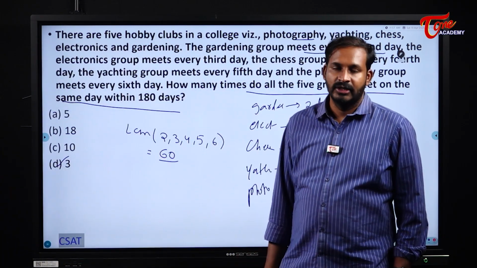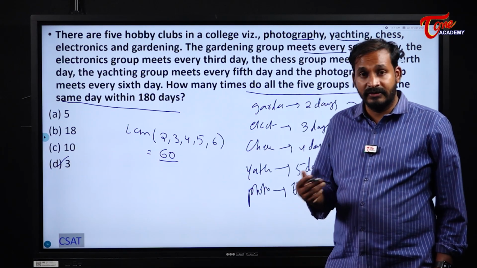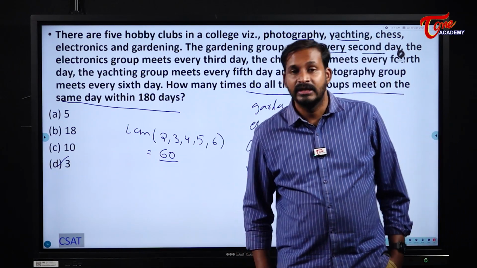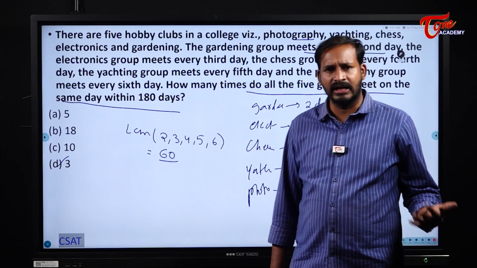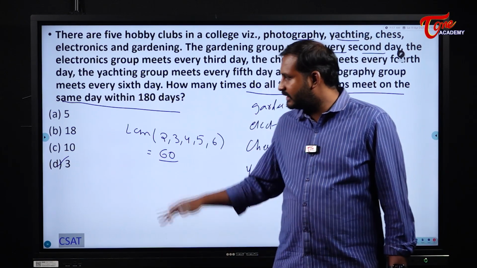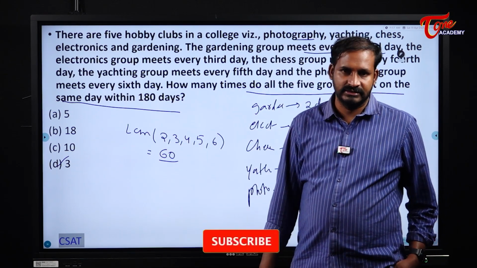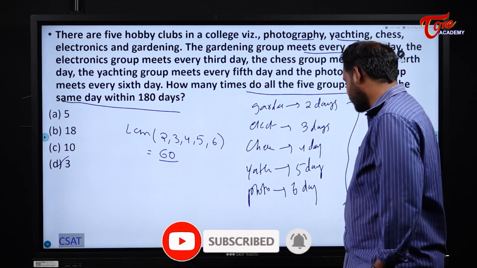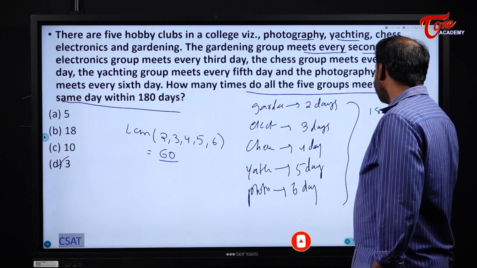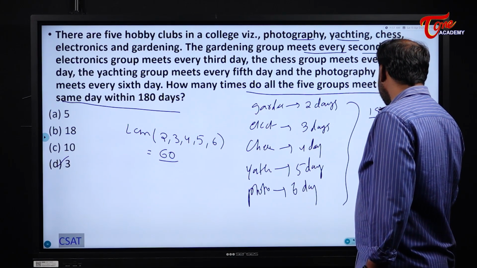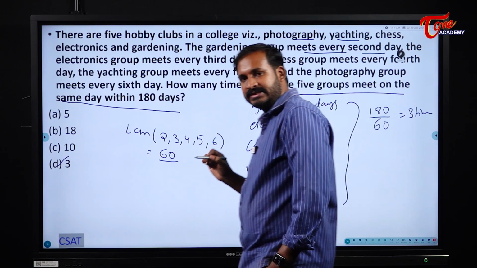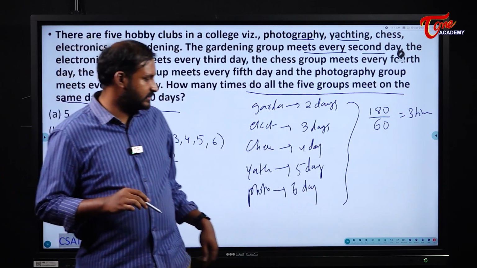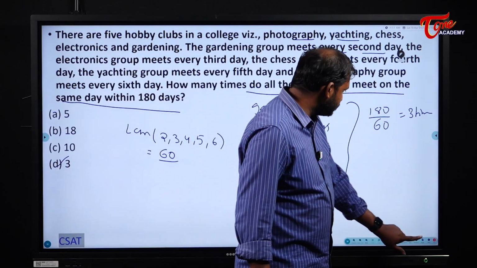180 by 60. You may have one more doubt, sir: why should they meet on the first day itself? If they meet on the other day also, no problem. Still they will meet 3 times in a 180 days time period. No need to worry. 180 by 60, directly you can take it as 3 times. Okay. The next one.